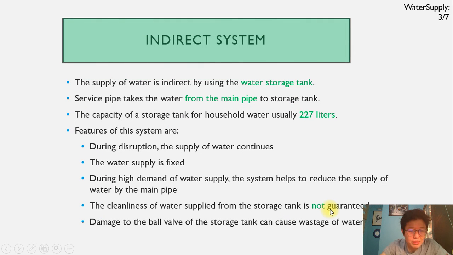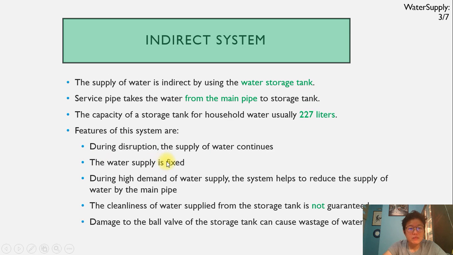The indirect system, how does it work? The supply of water is indirect by having a water storage. So water from the main comes in and gets stored in the tank first. The service pipe takes your water from the main pipe to the storage tank first, as I said earlier on, and then it's stored in the tank. Usually for a normal household, it's usually 227 liters. These are the black FRP tanks that we usually see in houses. Okay, and what are the special features of this system? If there's a water supply disruption, no worries, you still have water supply because you have a tank up there.